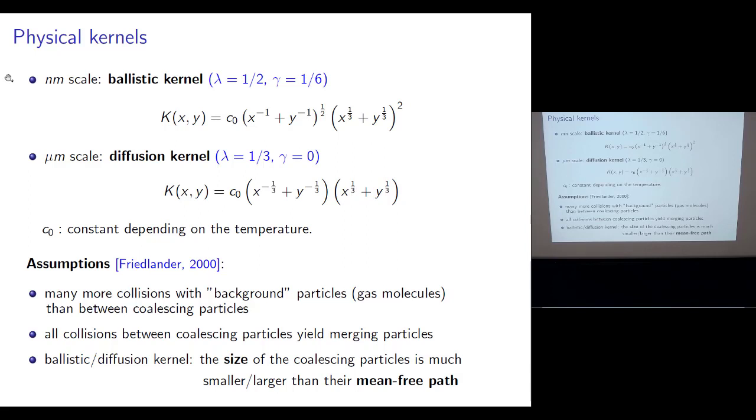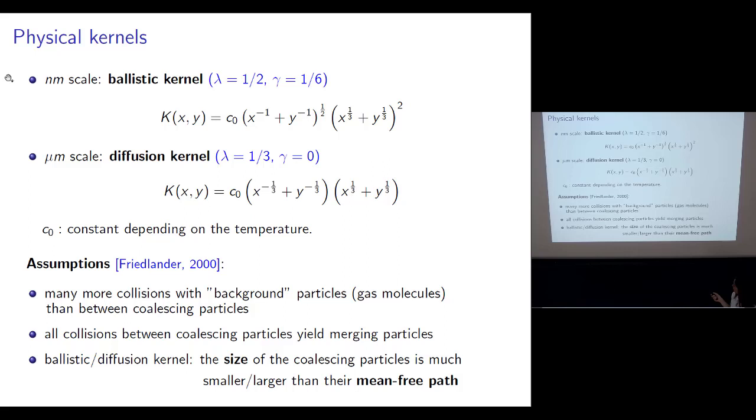It is also assumed that all collisions between coalescing particles will merge into particles. In the case of the ballistic kernel, the size of the coalescing particles is much smaller than the mean free path. This means they will coalesce before diffusing too much, so they are going in approximately straight trajectories. While in the diffusion kernel, it is assumed that the size of the coalescing particles is much larger than their mean free path.